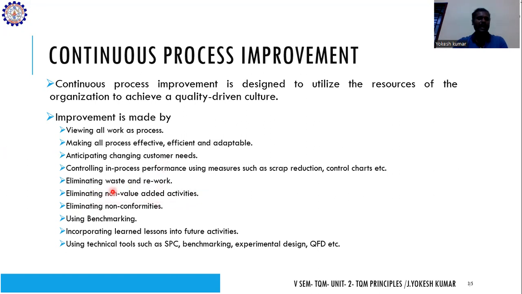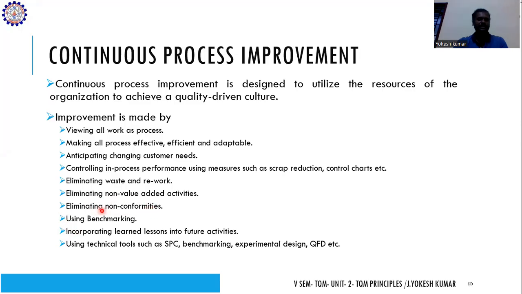Eliminating non-value added activities. If you go for any process, it has n number of steps. Many of the steps are important steps, and a few of the steps are not important. Those steps we can avoid or bypass. Those steps are called non-value added steps or non-value added activities. We cannot get output from those activities. So we have to completely identify and completely eliminate the non-value added activities so that we can reach our goal easily.